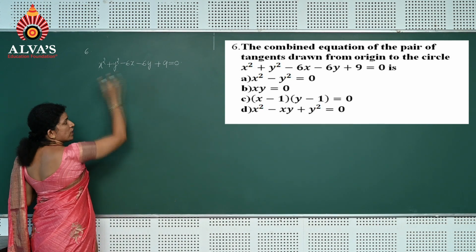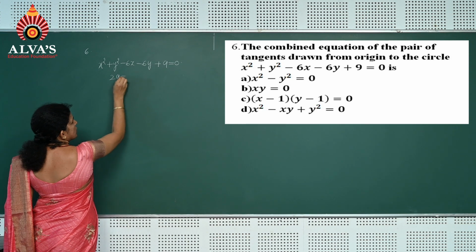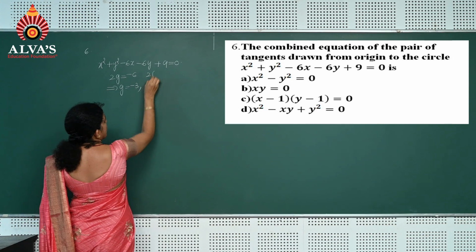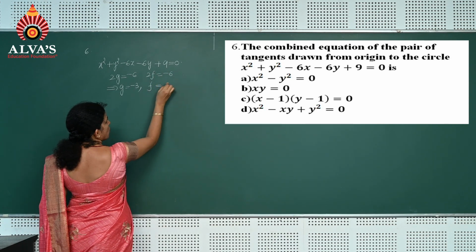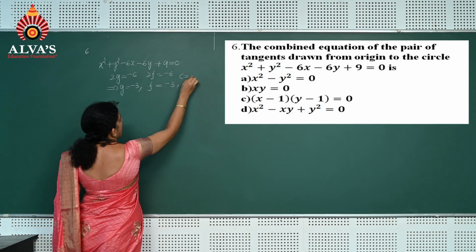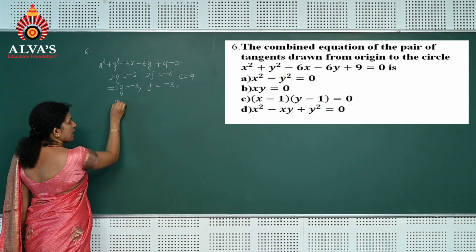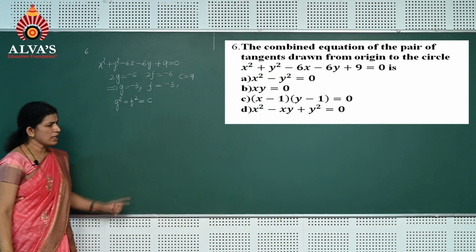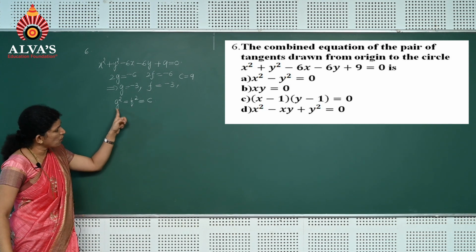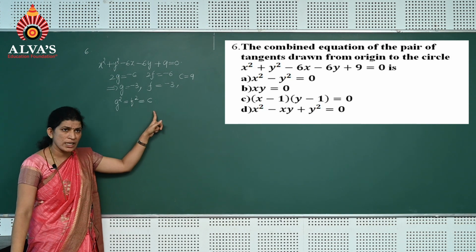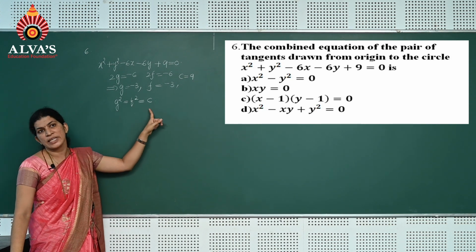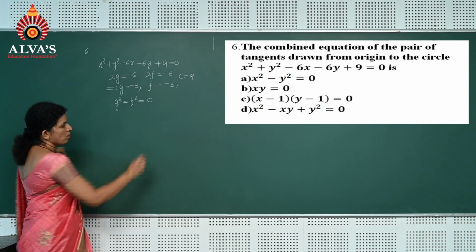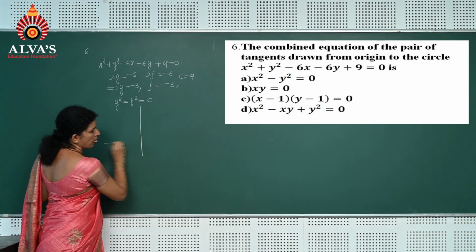See here, come to the equation of the circle. Here 2g = -6, so g = -3. 2f = -6, so f = -3, and the c value is 9. You can see that g² = f² = c. In a circle, if g² = f² = c, then the circle touches both the axes, meaning the circle touches both the x-axis as well as the y-axis.